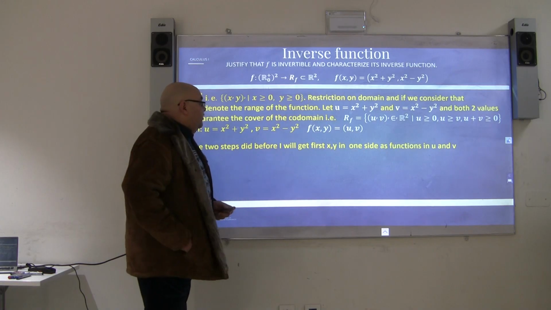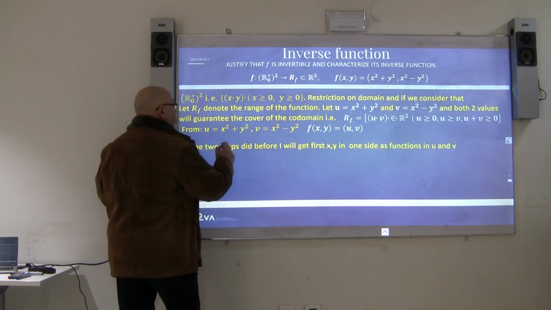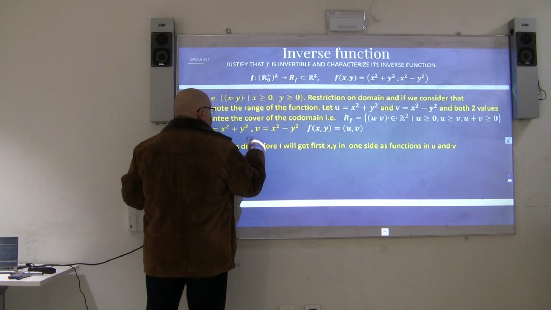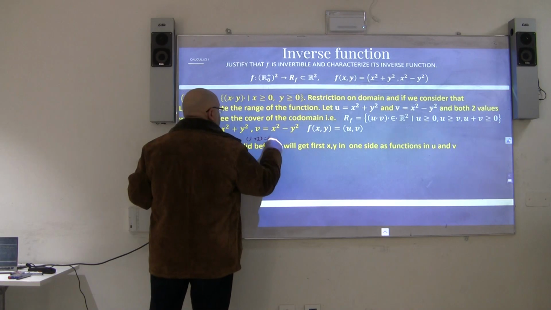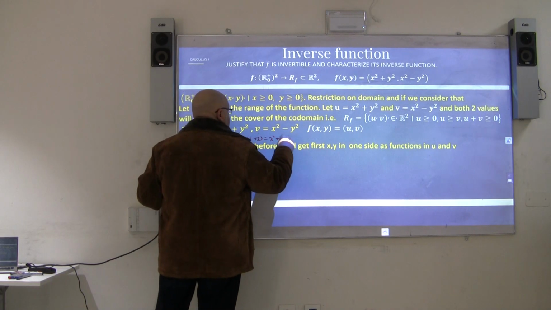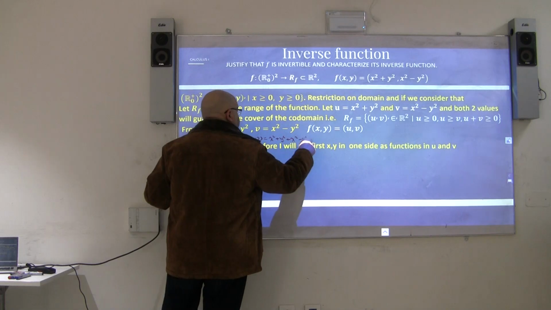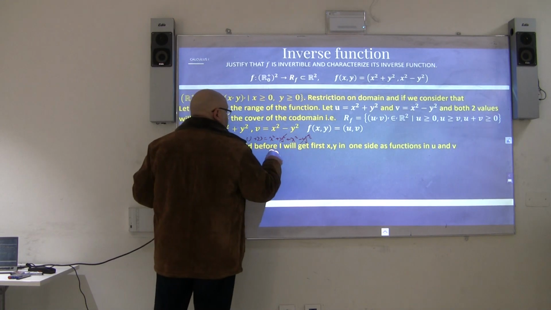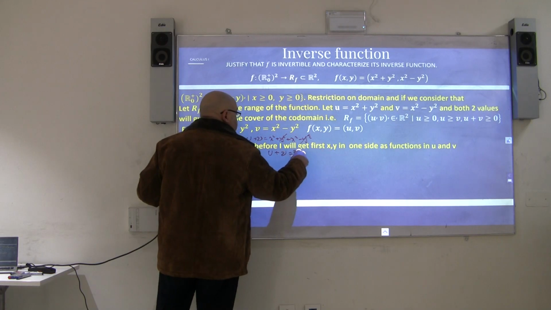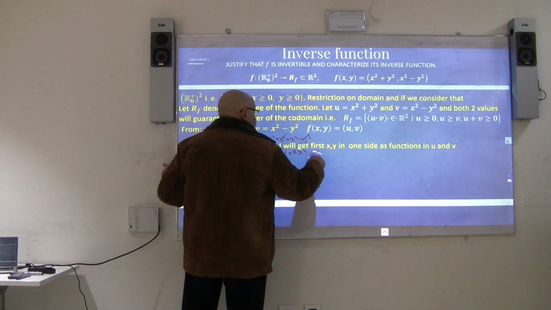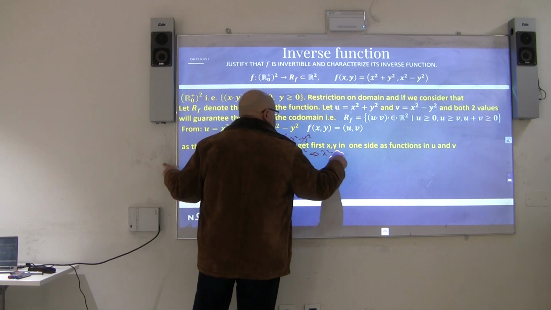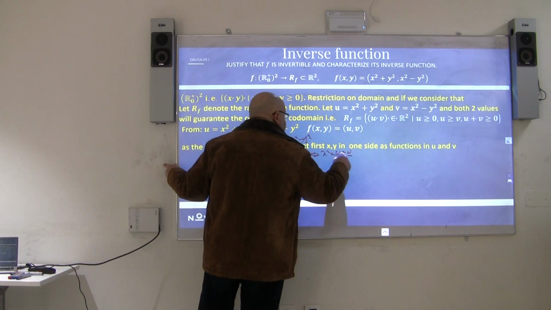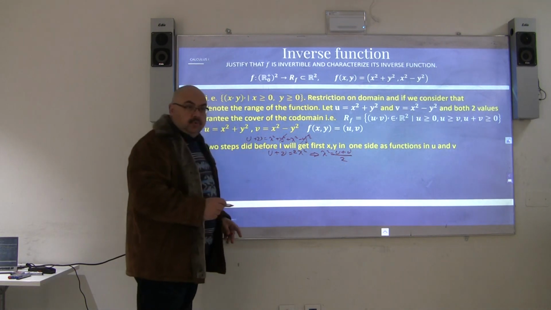Look, Omar, if I add them together, what happens? It will be u plus v equal to x squared plus y squared plus x squared minus y squared. These two values cancel each other, and you will have u plus v equal to 2x squared, which leads to x squared equal to u plus v divided by 2.